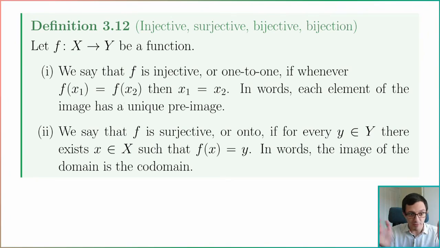So just see what you can get if you apply a function to everything. I'm saying that each element of that has a unique pre-image. There's only one thing that went there. You never have the case that two separate values of the domain map to the same value in the codomain. That's what it means to be injective.